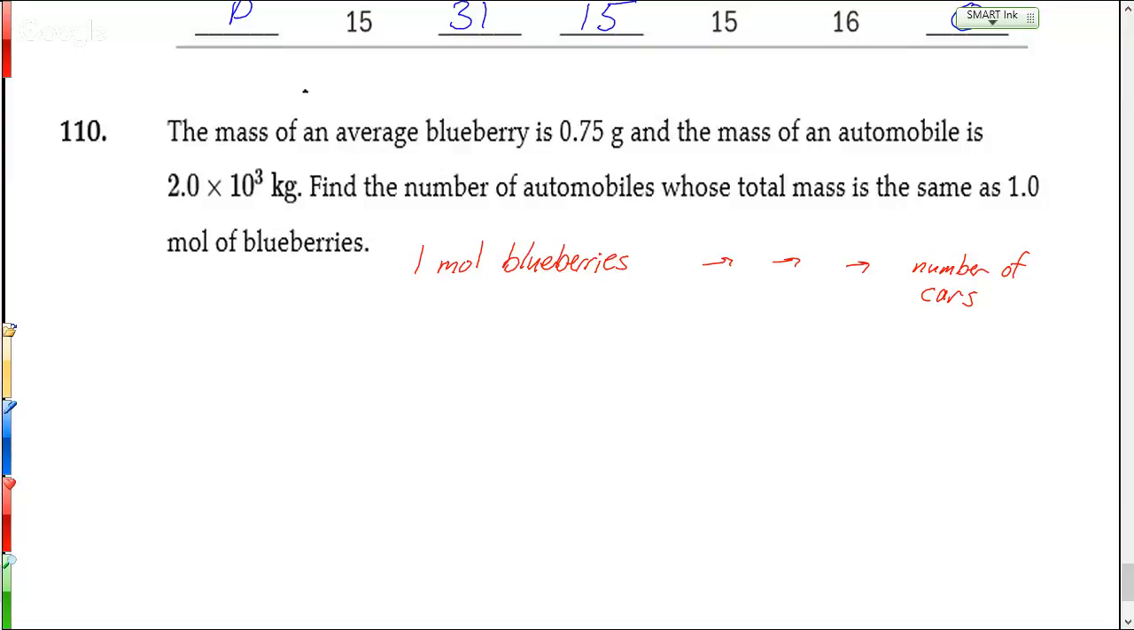So I'm going to go moles of blueberries. And then I think about what I need to turn that into. Well, if I've got a mole, I need to know how many blueberries that is. So that's going to be number of blueberries. We'll say BB. If I know the number of blueberries, I can get the mass because I know how much each blueberry weighs. That's going to be the same as the mass of the cars because that's what the question says. How many automobiles is the same as a certain number of blueberries? And then I can get the number of cars from the mass of cars because I know how much each car weighs.